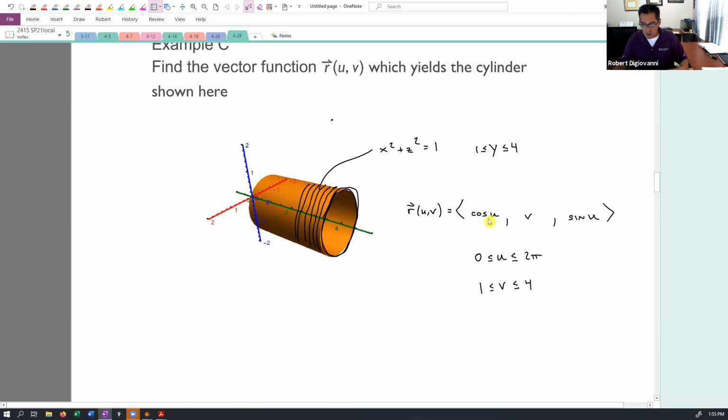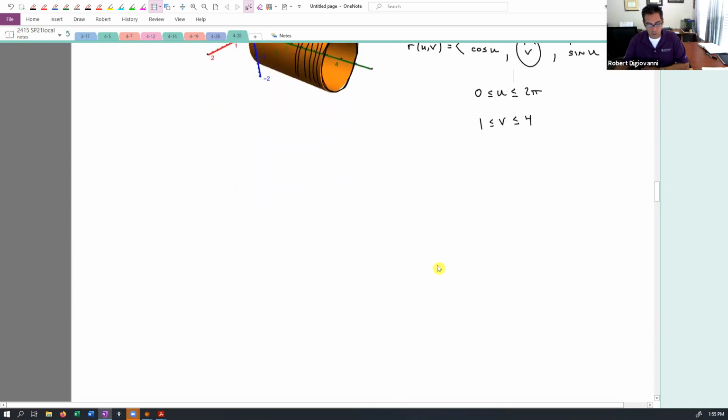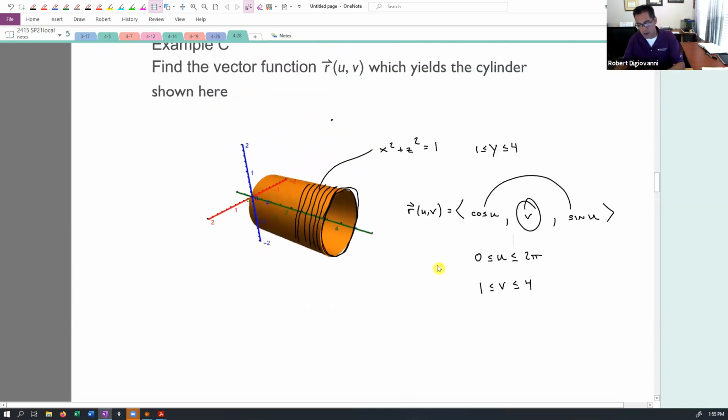So this and this together should draw me a circle of radius 1. And then all we're going to do is vary the y, which we're calling V. We're going to just let it slide back and forth between 1 and 4. There we go. That should do it. Good. We move on. Are there any questions on that?